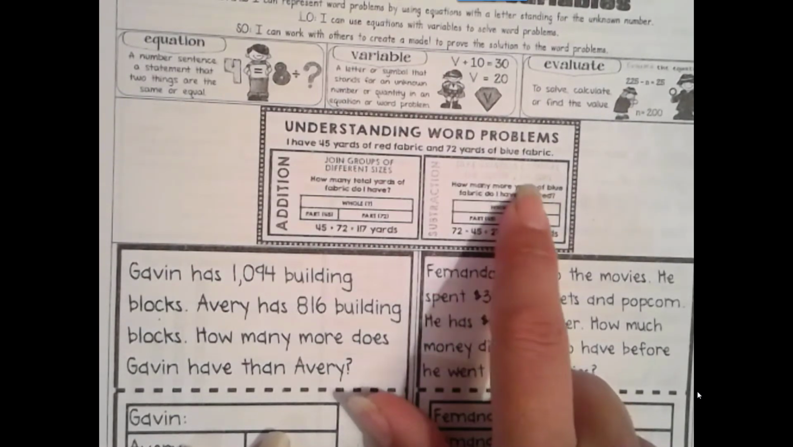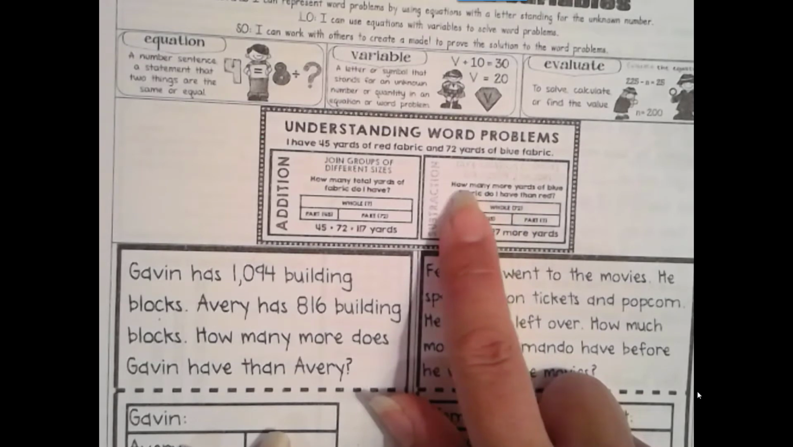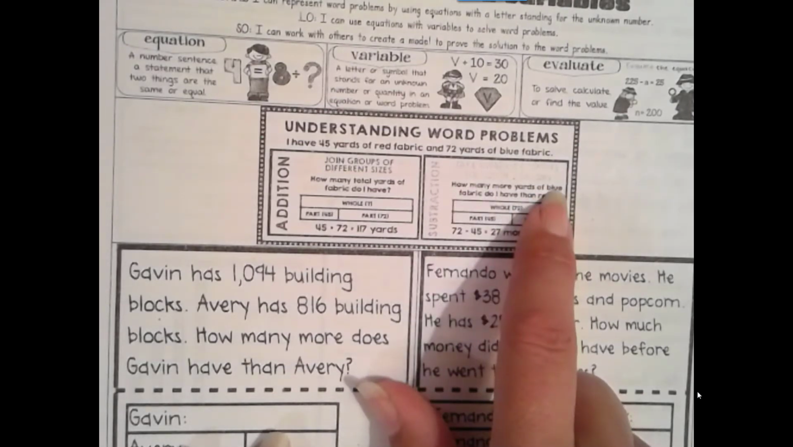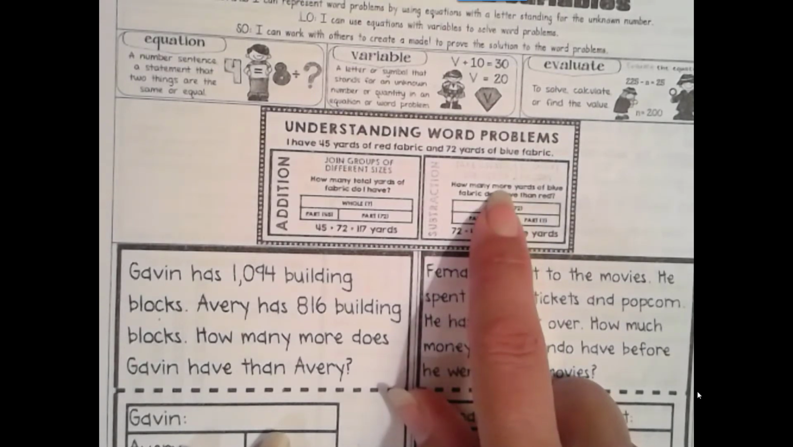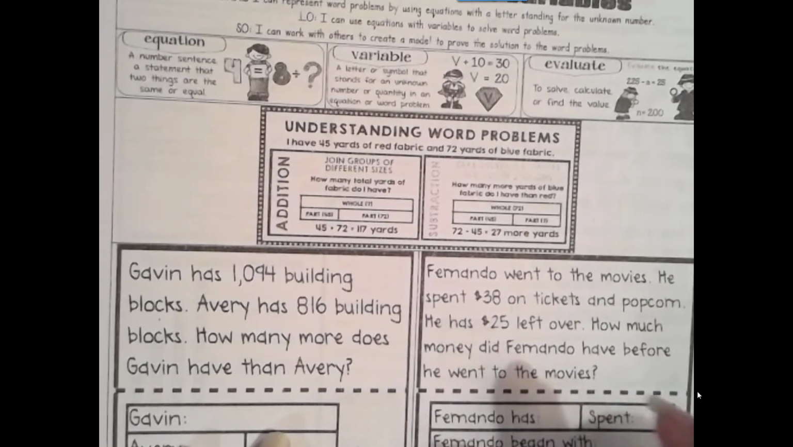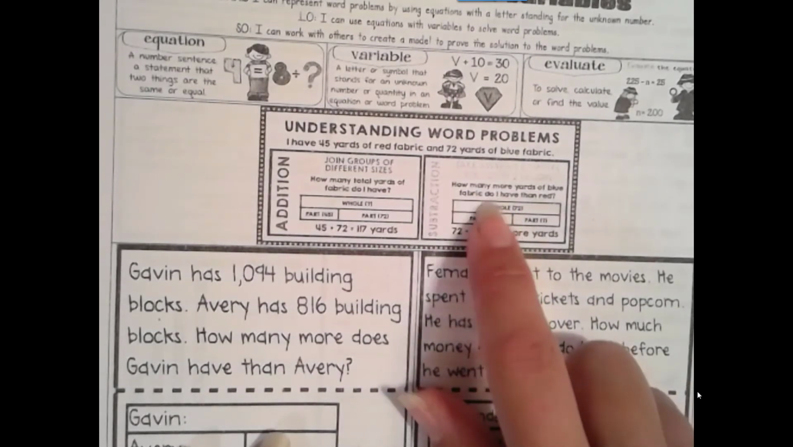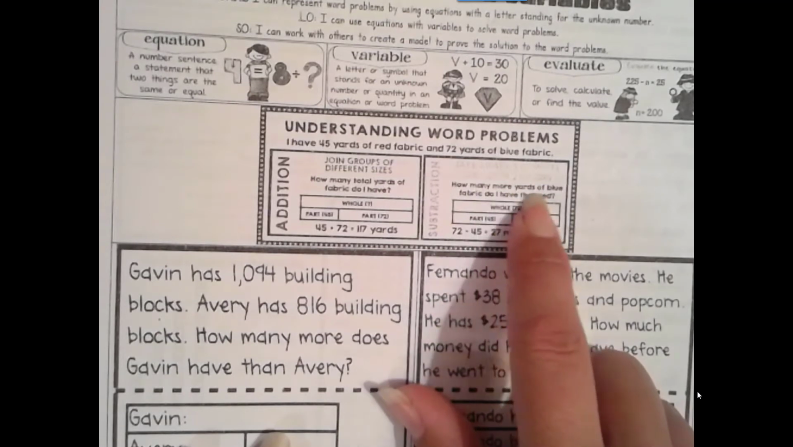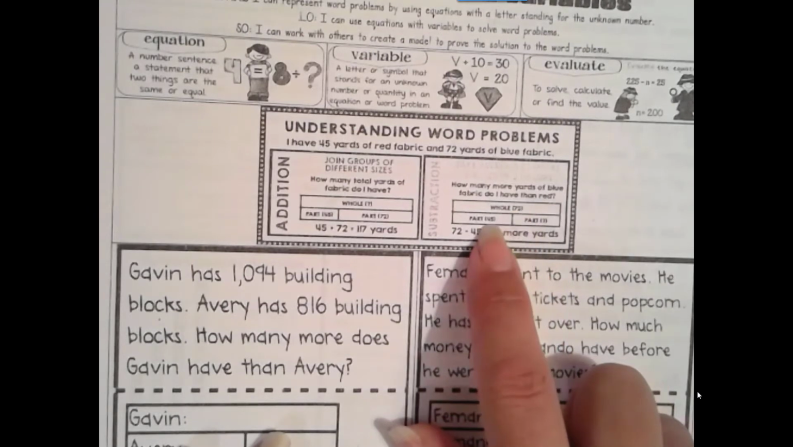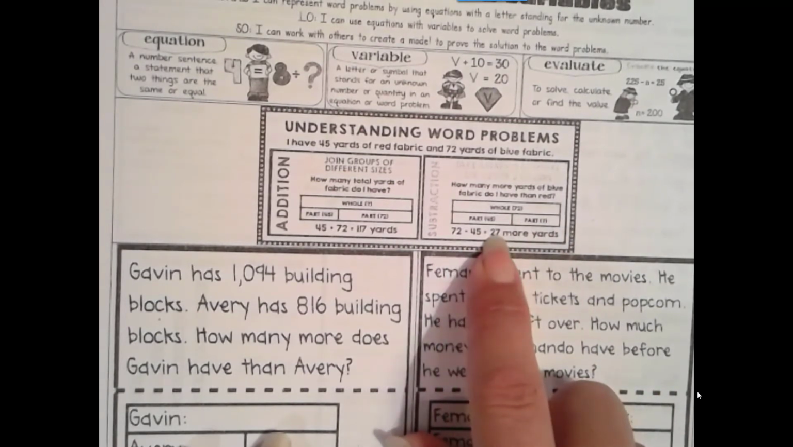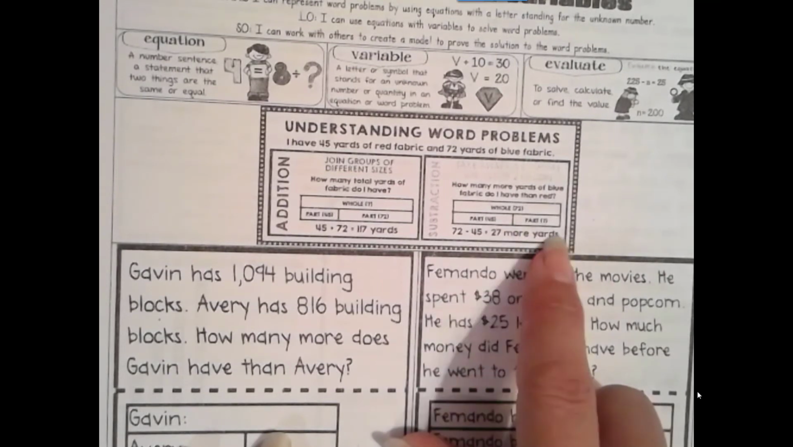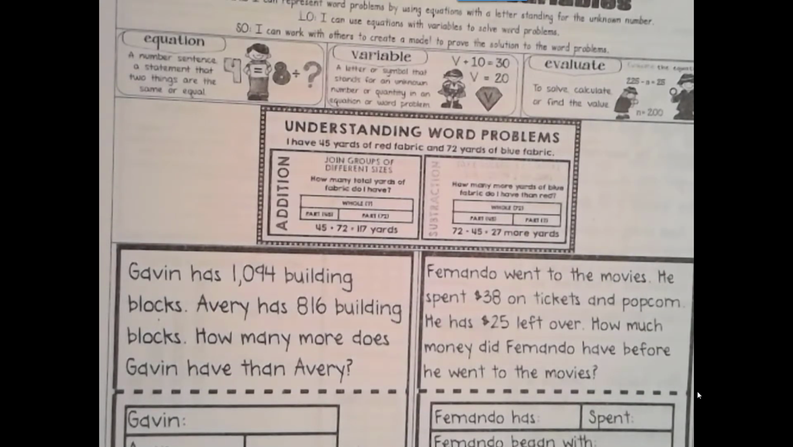Subtraction: take away or compare the size of groups. How many more yards? So how many more, how many less? You're looking at that difference, the comparison. When you're comparing, you're going to subtract. How many more yards of blue fabric do I have than red? Well, I know my total blue is 72. If I take away what they have in common, which is the 45, I'll figure out what's left or the difference. 72 take away 45 is 27 more yards. There's 27 more blue than red.